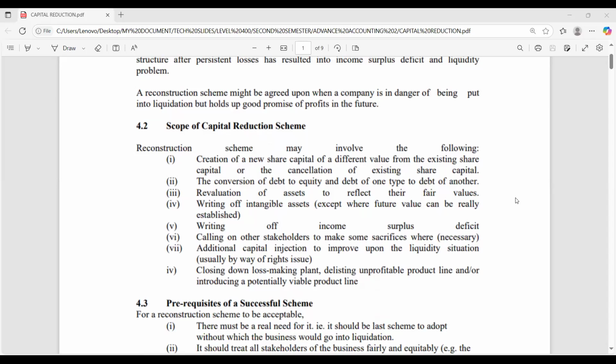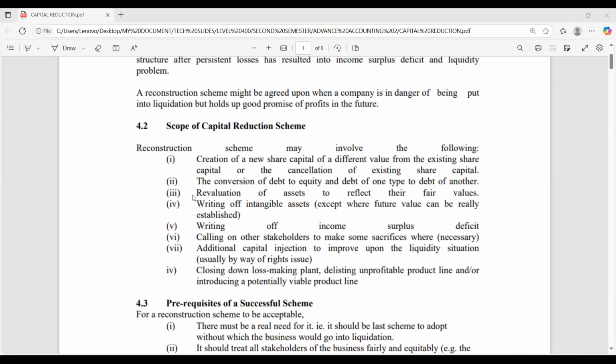Now, the next one says writing off intangible assets, except where future value can be clearly established. So we'll be asked to write off some intangible asset like goodwill or patent rights. The question will tell you goodwill must be written off, so you don't need to stress your head. We'll look at how to write them off. To write them off means that when we are preparing our reconstructed balance sheet, they will not be present.